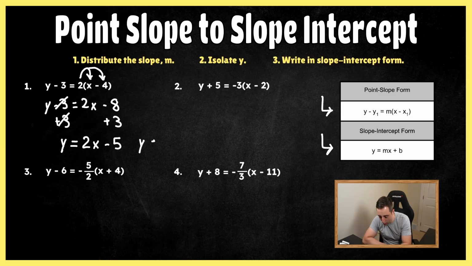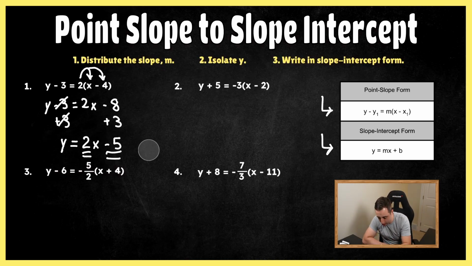It's y equals mx plus b. We have 2 sitting in the m spot, which is our slope, which we knew already from point slope form. And then b is our y-intercept, or where this line is crossing the y-axis, and it's crossing at negative 5. So that's number 1 done. Let's go ahead and make our way over to number 2.